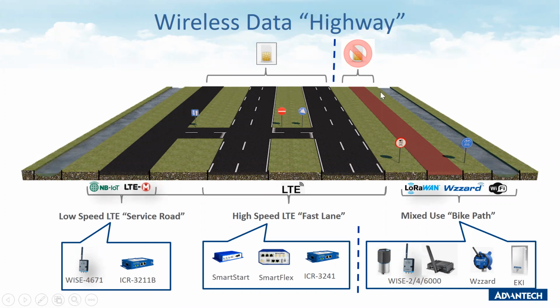On the far right-hand side, imagine a bike path. No SIM card required. This is the unlicensed technology space: Wi-Fi, Wizard Mesh, LoRaWAN, all using this adjacent bike path. To try and understand all of the different technologies at once, there's no real perfect metaphor for that. This is about as close as I can get. If it's helpful, great. If not, let's move on.